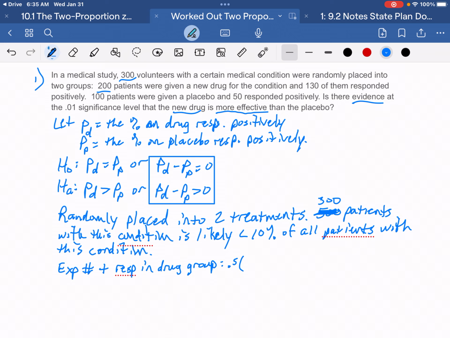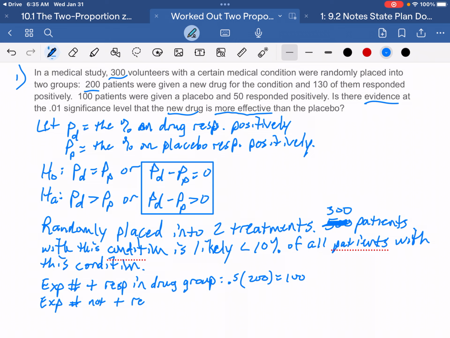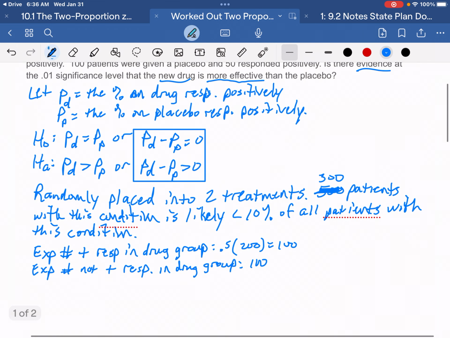All right. Let's see. 50% of 200 who received the new drug is 100, and the expected number to not positively respond in the drug group is the other 100. Okay. You'll see that you calculate the expected values, roughly the same way. And then you have to just say the same thing for the placebo group.